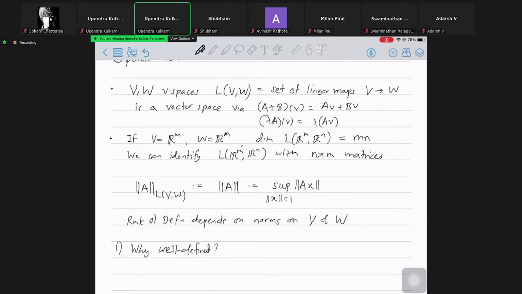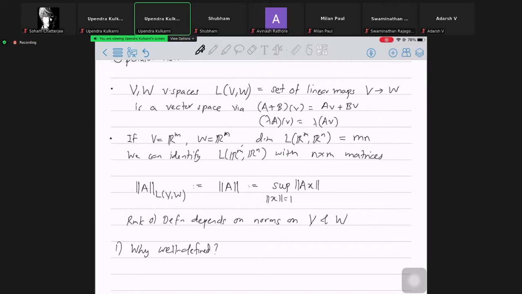I will get some kind of bunch of vectors, and I'm taking the lengths of all of them, and I'm taking the supremum over that. Why is this supremum not infinity? That's the question. Because A is continuous. Both of those things that you just said. A being a linear map, A is continuous. And we know that the set of which I'm taking the image is a compact set.